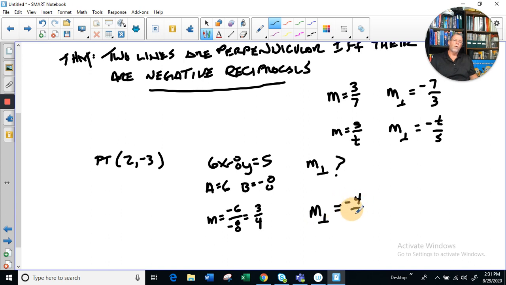Can you see a way we could use A and B to find the slope perpendicular right off the bat? Wouldn't this just be equal to the negative reciprocal of -A/B? So wouldn't that just be B/A?